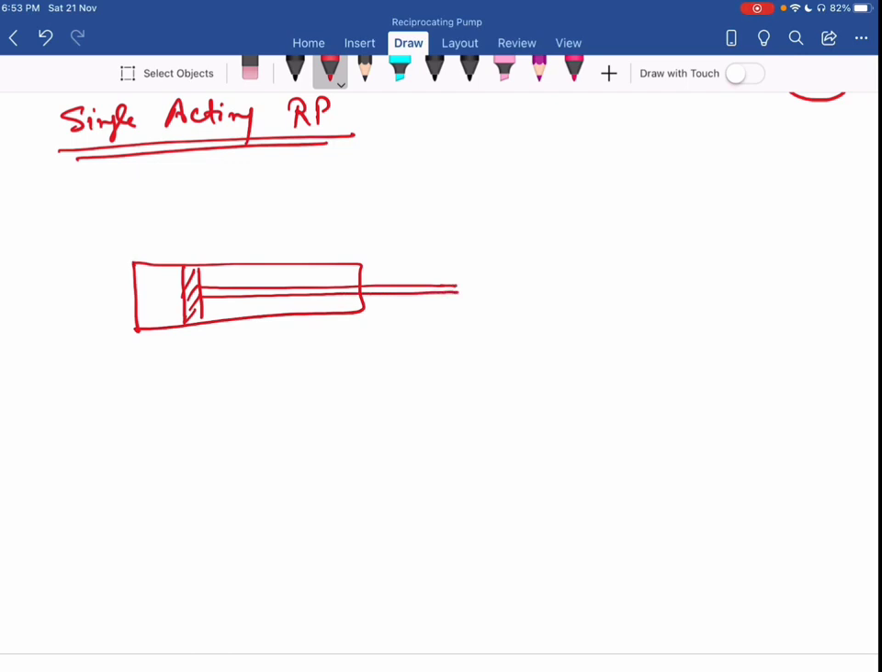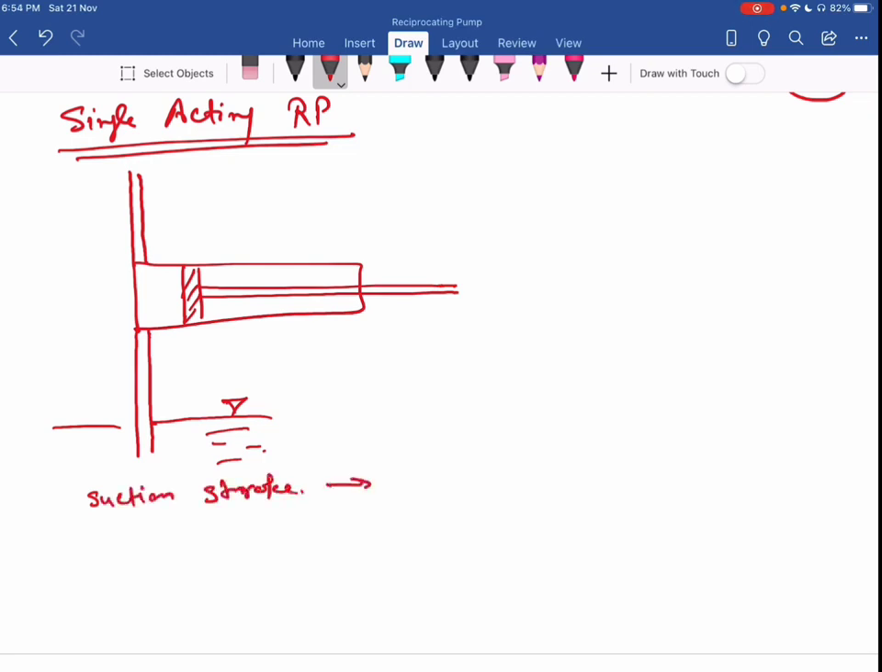Okay. So here I have the delivery pipe and here I have the suction pipe. So this is my sump. Okay. Now during suction stroke, what happened? Piston moves from left to right. Okay. So my suction valve is open, delivery valve is closed. At that very time, the water comes from sump to the cylinder.